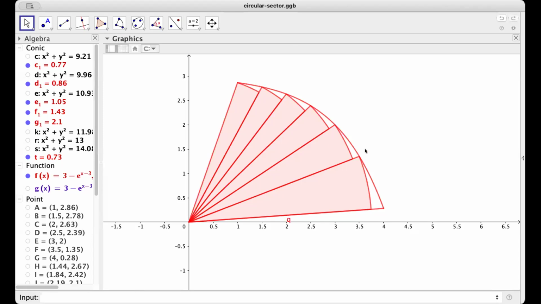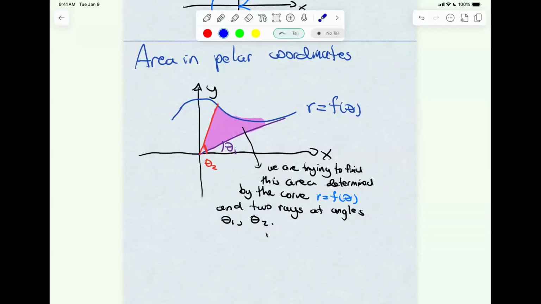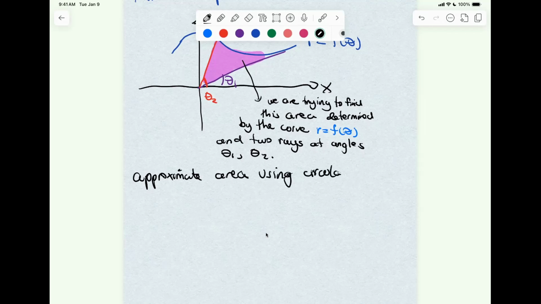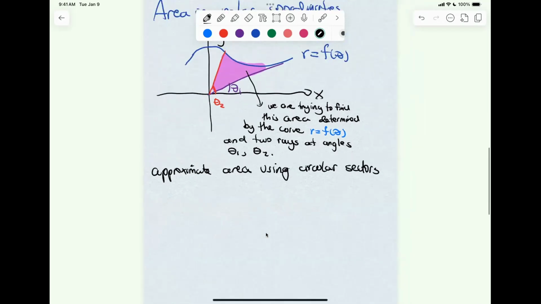And I'll give you what the formula is. So the idea is to approximate the area. And again, if you take Calculus 3, you'll spend way more time doing all these things. This is a preview of what you do there. Approximate area using circular sectors. So what I mean by that, just to draw the picture again, is that you had the curve.